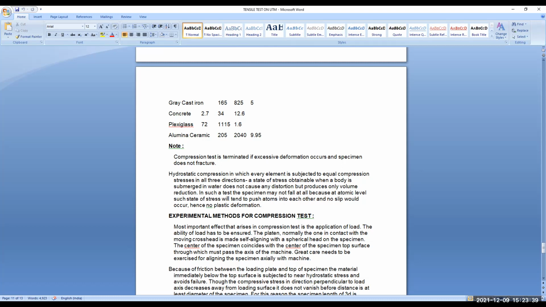reduction. In such a case, the specimen may not fail because at the atomic level, such a state of stress will not push along.